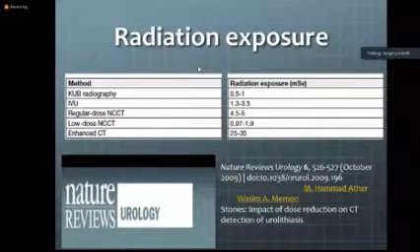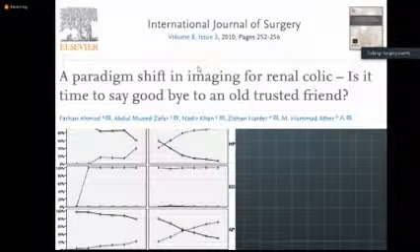Remember that a contrast CT gives you about 20 times as much radiation, so it can be anything from 25 to 35 millisieverts. This is an article that we wrote about 10 years back. I actually proposed the title of this article as 70-year-old and time to retire. Subsequently, on the recommendation of the editorial board, we had to change it. But what I meant was that IVU is an investigation which is of more historical value now than of any contemporary significance. And this is something that we showed about 10 years back.